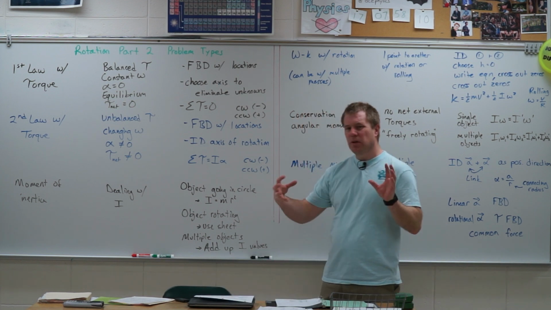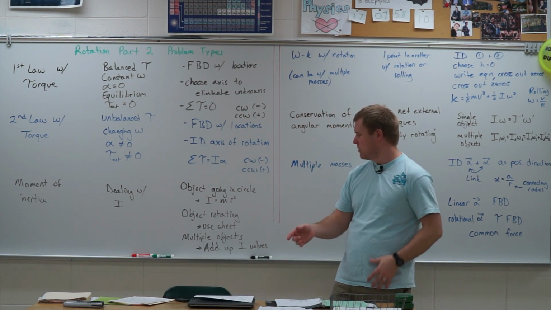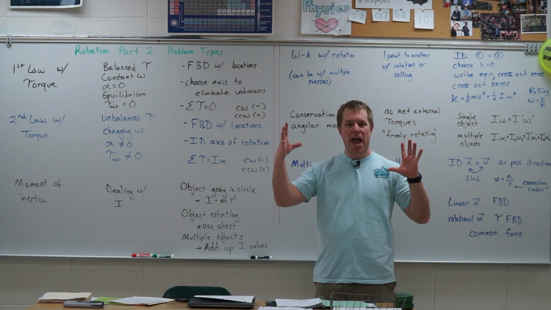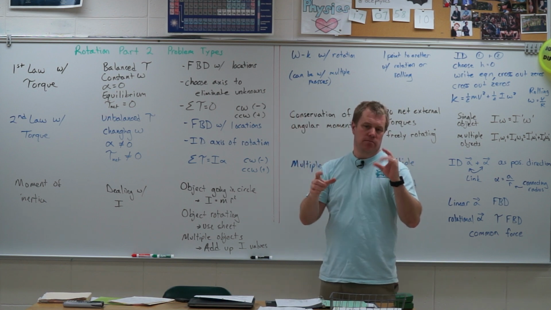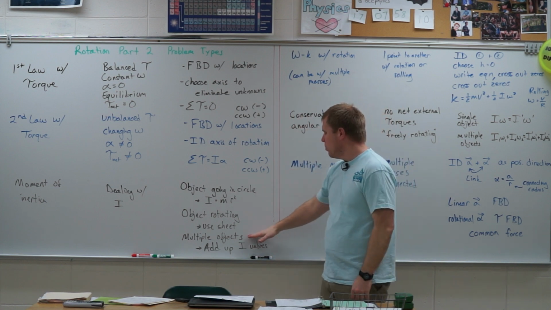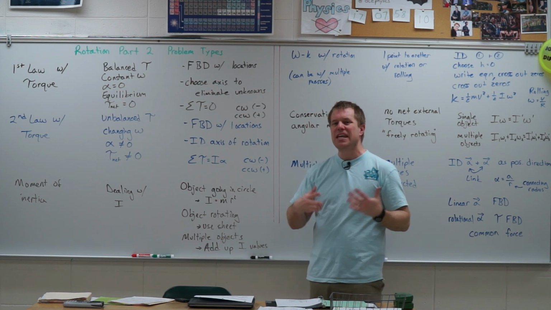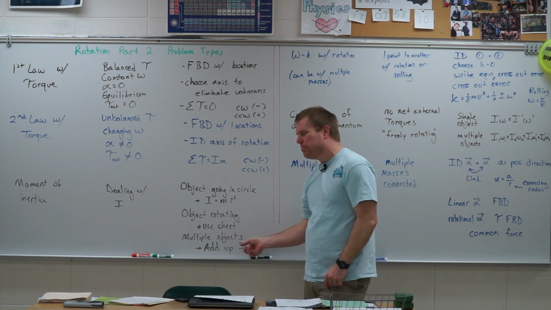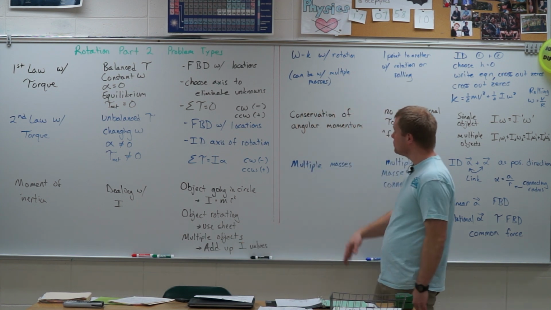If you have multiple objects put together, you can imagine like a wagon wheel with spokes, and the wheel itself. What you do is you just find the moment of inertia of each of those parts and add it up to get the total moment of inertia.